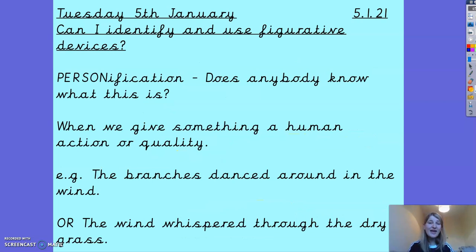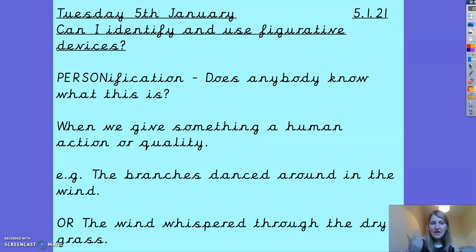So, personification. Does anybody know what this is? Well, there's a clue in the word, and this is the clue I like to use. Personification, it's got the word person in. Because personification is a type of figurative device, a technique writers use. It's when we give something, like an object, an inanimate object, something that is not living, a human action or quality. We're saying it does something or is like something a human does.